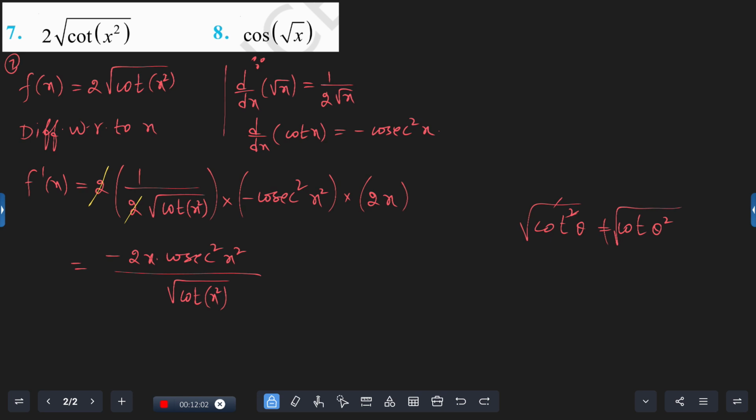Understand? You can stop here. Okay, you can stop here. That's it. This is our required f dash of x. Is it okay, Daraja? Right.